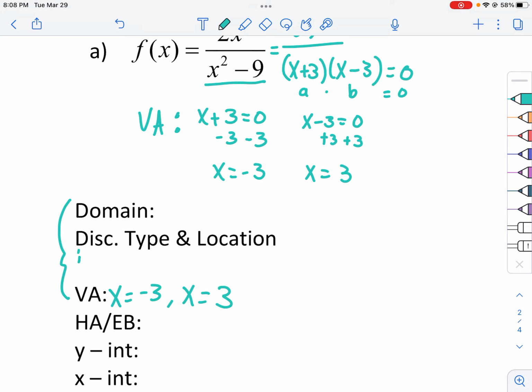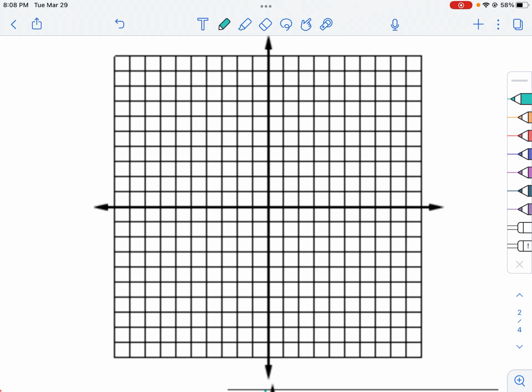The discontinuity type is infinite discontinuity. And it's at x equals 3 and -3. And then the domain of this function is all real numbers. X cannot be 3 or -3. And that's all of that information. We can graph those now. We're going +3 is here. -3 on the other side.